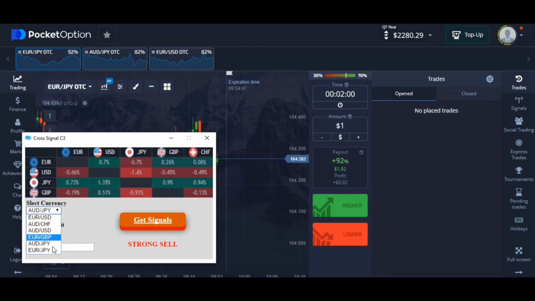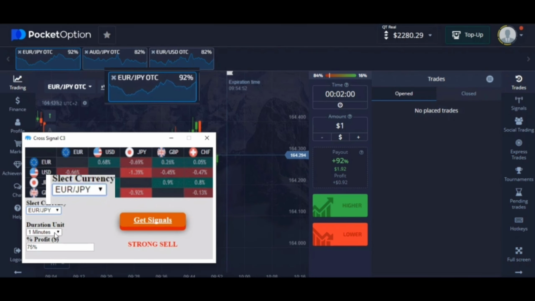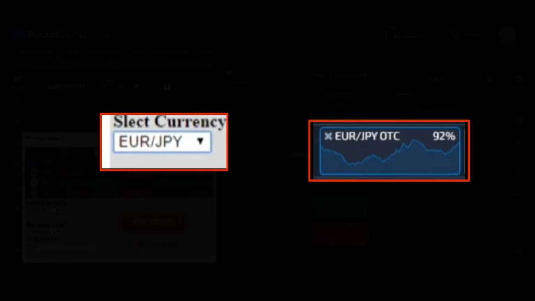All the Cross Pro bot markets that you can use in this trade. Pocket Option market that I chose in this trade. Make sure the market you choose in this trade is already available in the bot Cross Pro signal. Then equate the Pocket Option market with the bot Cross Pro market.